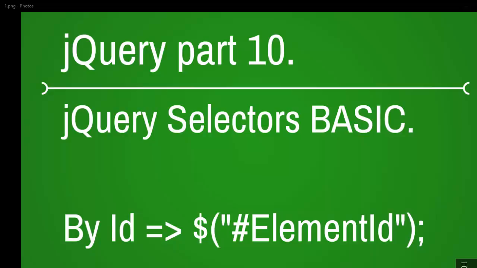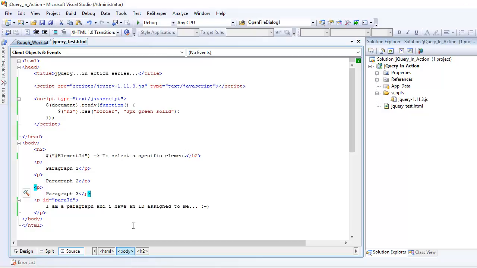In day-to-day life, when you do HTML coding, there are a bunch of elements you see across your HTML document, and a lot of them have been assigned an ID. And here I want to select a specific element that has an ID.